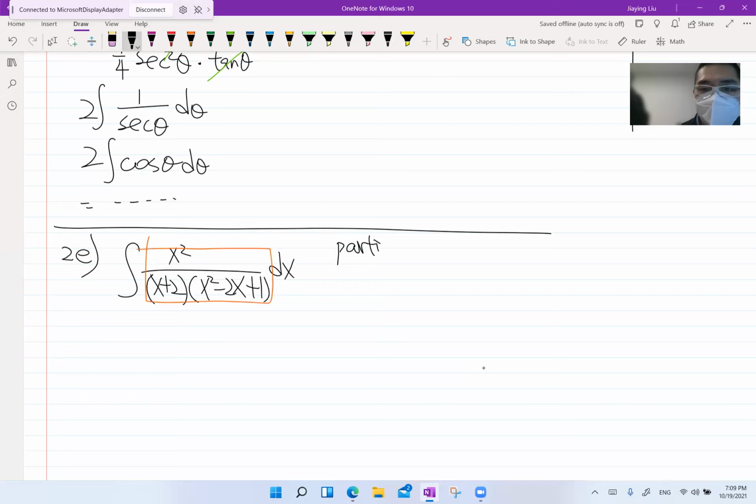The first thing I have to do is completely factor the denominator, the x squared minus 2x plus 1 term. So that will give me x squared over (x plus 2) times (x minus 1) squared, right? Now I can try to figure out the partial fractions.